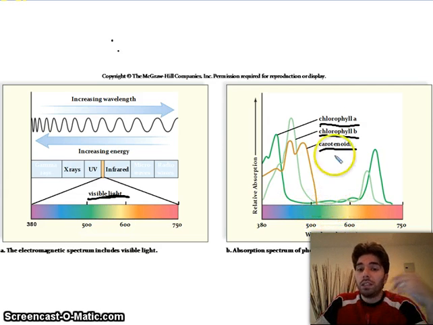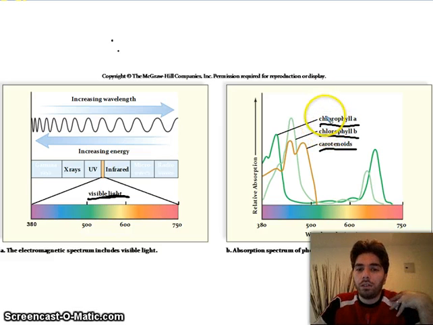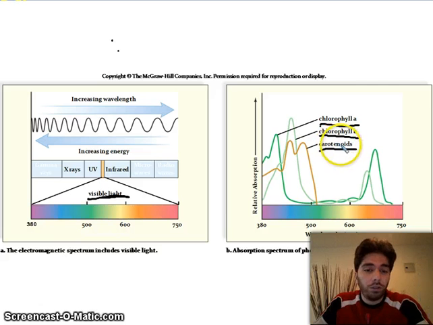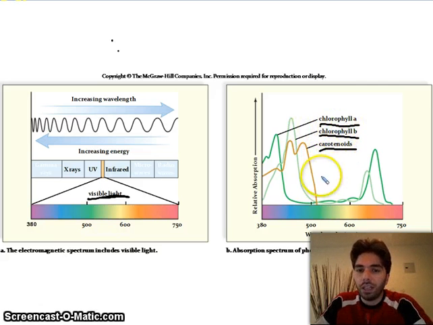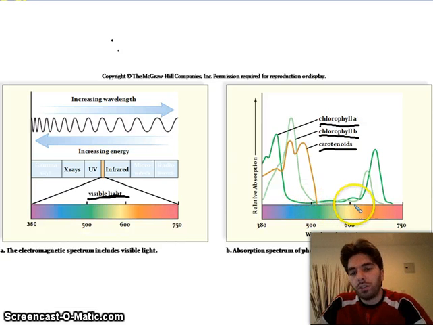So what would this chlorophyll A look like to us? It will look like the colors that it does not use or that it reflects. That's why chlorophyll A would look to us green to yellow, maybe a bit blue, but mostly green. And that's why all plants look green.